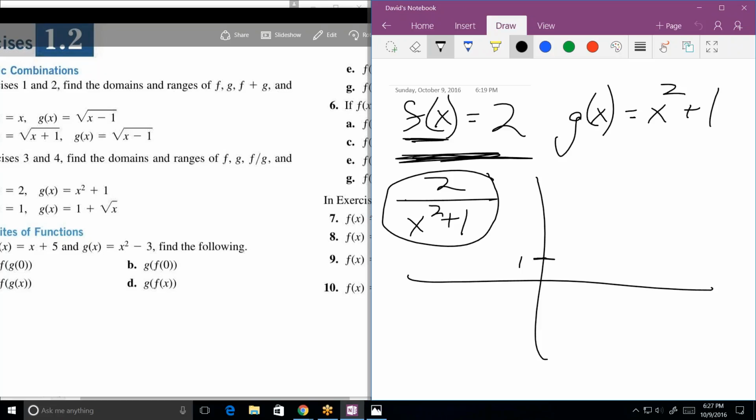And if x gets really, really big, then you're going to have 2 over a really big number. In other words, you could have 2 over a billion, or 2 over infinity. So the domain was all real numbers of f divided by g, because there's no restrictions. X can be anything. It doesn't ever make a 0 denominator. So x can go from negative infinity to positive infinity, just like it could with both f and g.